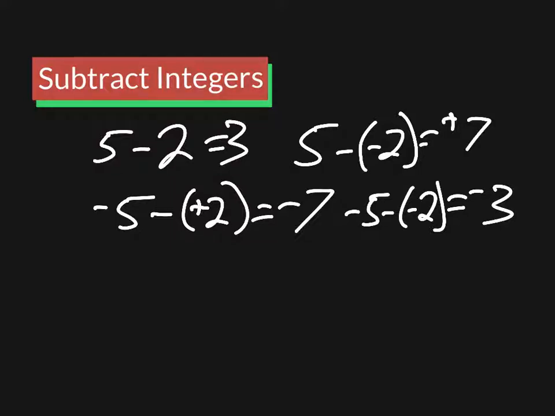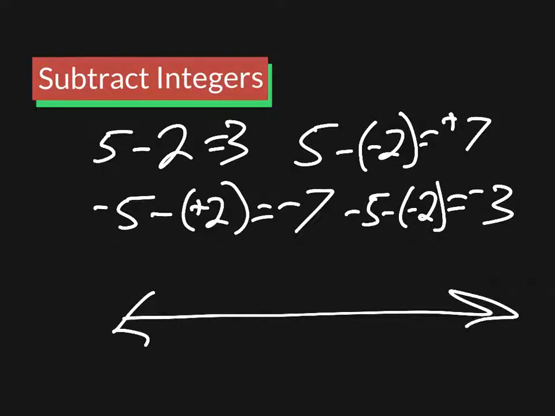One way to think about subtracting integers using a number line is to go in the opposite direction of the sign on a number line. So here's a number line, and if something is positive, it goes that way. And if it's negative, it goes the other way. But when you're subtracting, it goes opposite.